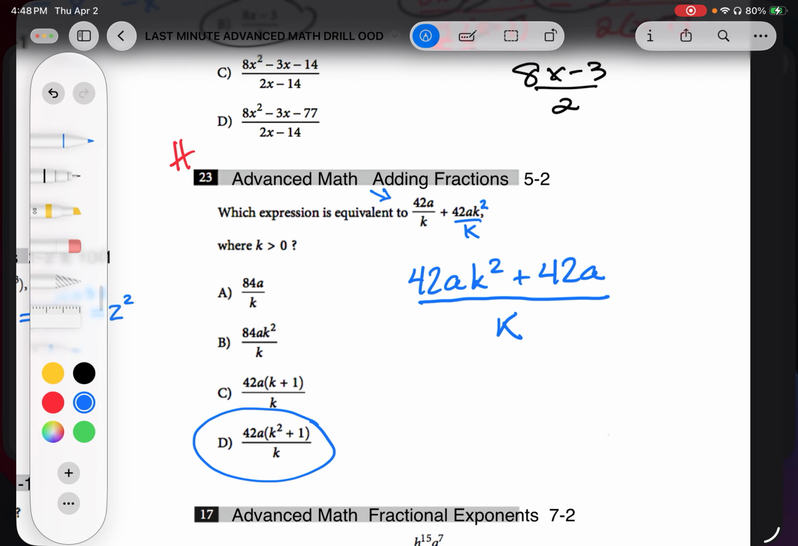What can I factor out of this business? Perhaps I can factor out this 42a. So if I did do that, that'd be 42a, right? And then what do I have left over? Because it's factored out of this guy, I'll have k squared plus 1 left over all over k. That's why D is your best answer. Not bad. It's a hard question. Is it really that super hard? It's super soft.